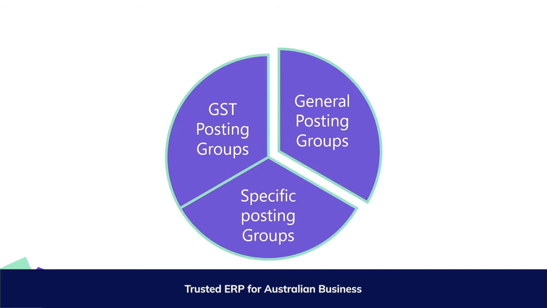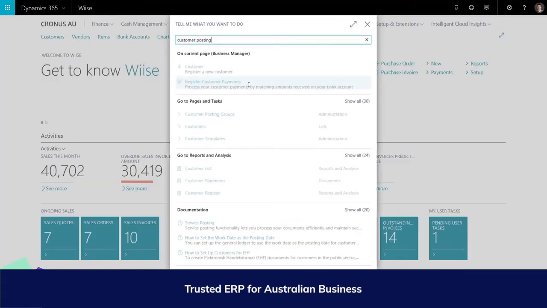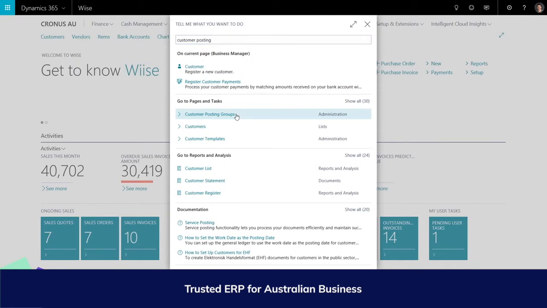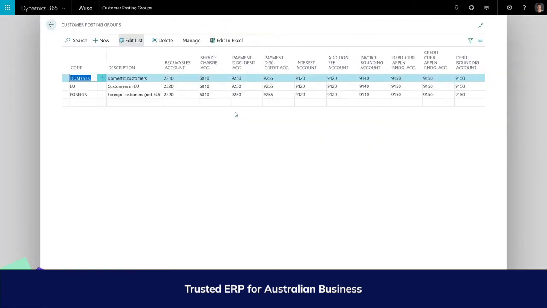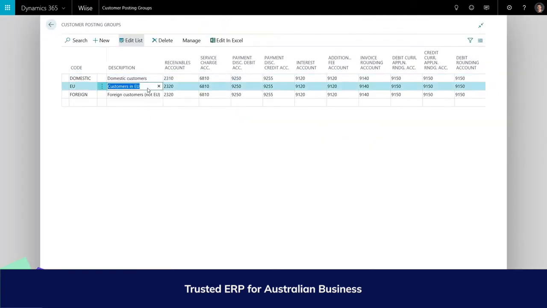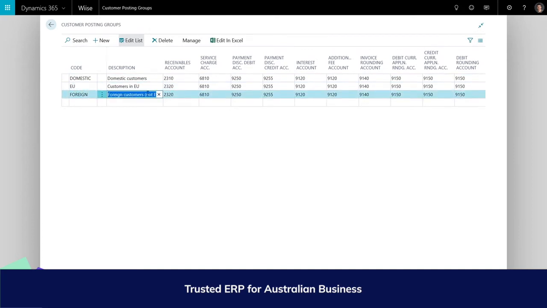There are a number of specific posting groups within Wiise that represent the sub-ledger books within the accounting system. For example, customer, vendor, inventory, fixed asset, and bank accounts. Customer posting groups can be searched like so, and examples can be found within the Cronus database. Here, customers are separated based on the geographical context of customers. This defines the accounts to use when you post accounts receivable transactions.